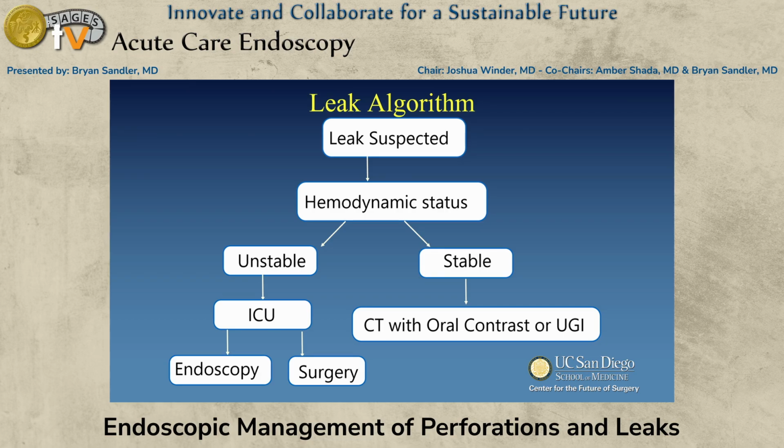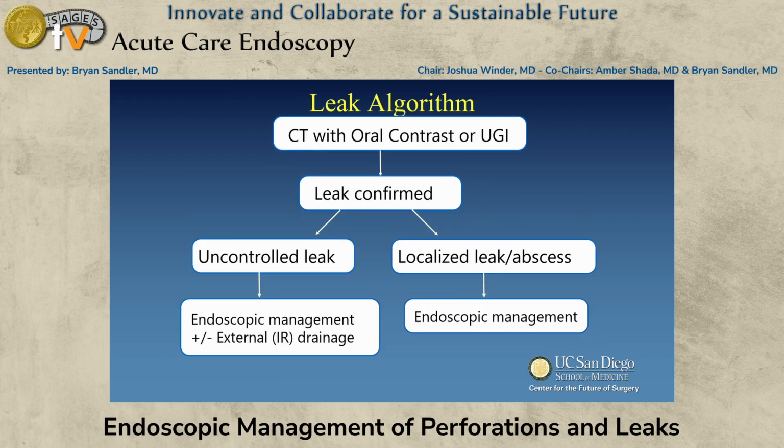Your stable patients, we have a little bit more time, so those are patients that we're going to usually get a CT scan with oral contrast or an upper GI. So with that CT scan, oral contrast, or upper GI, we confirm a leak. So how do I go about managing it? Well, it has to do with how well that leak is controlled. If it's a localized leak or abscess with just some mild peritoneal irritation, that is something that can be managed endoscopically.